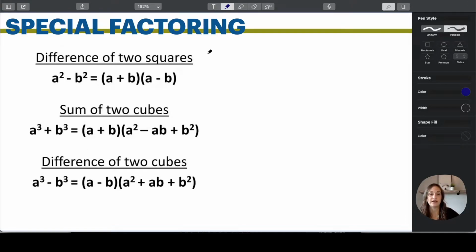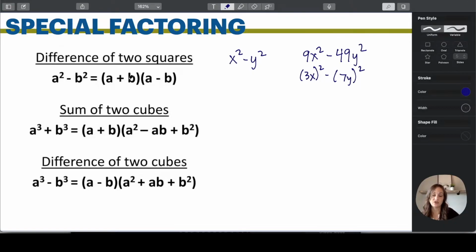For example, a difference of 2 squares could be x squared minus y squared. You could factor this into 2 different parentheses. Or 9x squared minus 49y squared. These are perfect squares. 9x squared is the square of 3x, which makes it a perfect square. And the perfect square to get 49y squared would be 7y. And that is how you would place them into the parentheses.